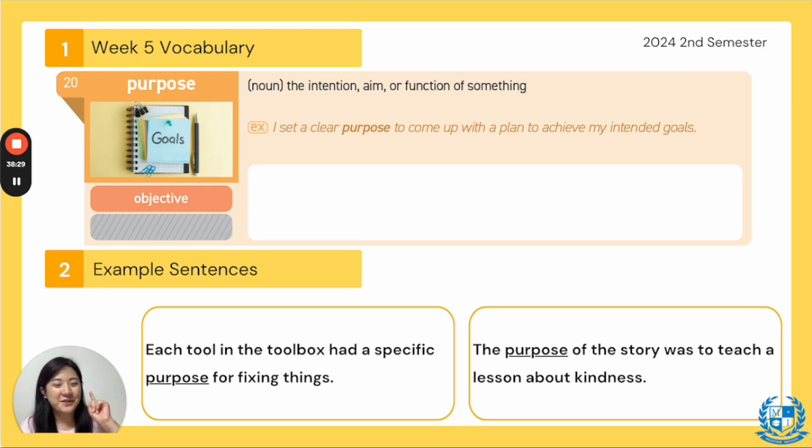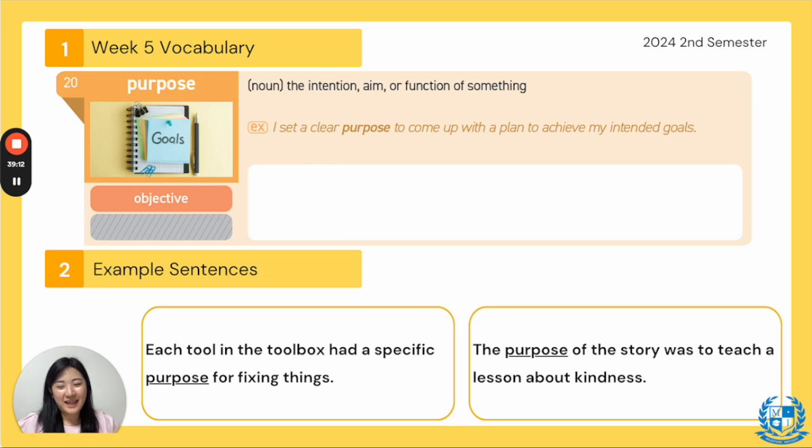Example, read together. I set a clear purpose to come up with a plan to achieve my intended goals. Meaning I made a clear objective, a clear aim of what I wanted to do. So here. Each tool in the toolbox had a specific purpose for fixing things. So the screwdriver has a different purpose than a hammer, right? Next line, it says, the purpose of the story was to teach a lesson about kindness. So nice. The objective, the aim, the reason for it.